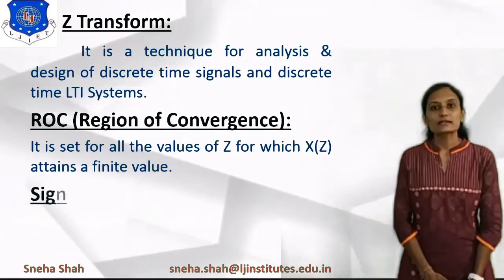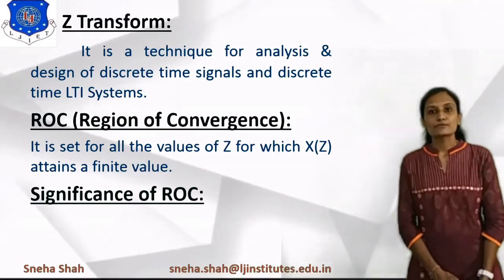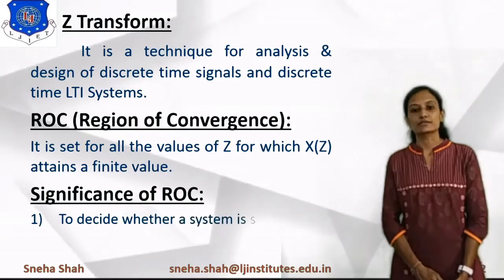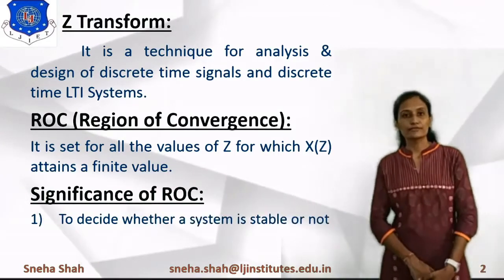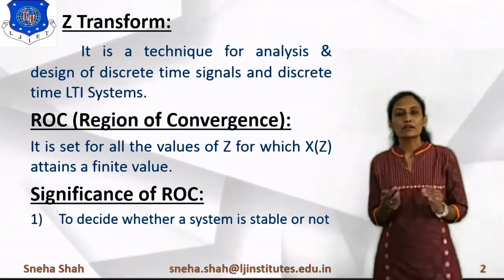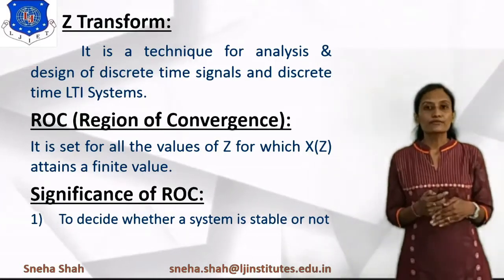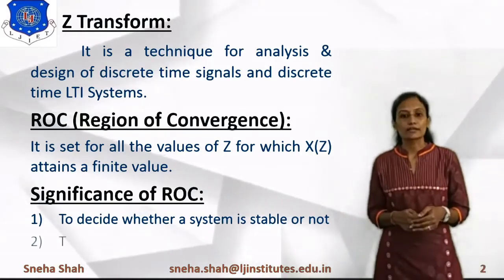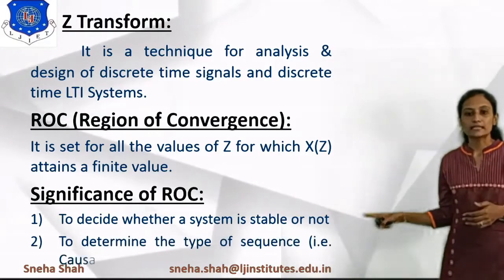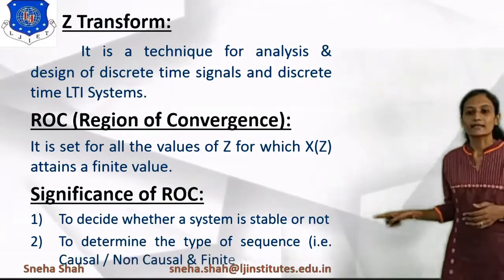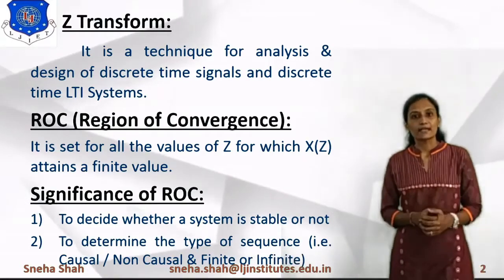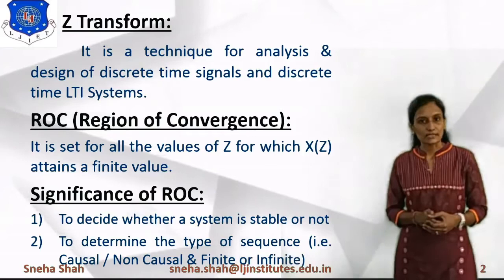Now what is the significance of this ROC? Basically we use the ROC to find out what type of sequence the given system has, causal or non-causal, and finite or infinite, and whether the given system is stable or not. So basically we use the ROC to find out these two things. The first is whether the given system is stable or not, and the other is the type of sequence, which is causal or non-causal, and finite or infinite duration.